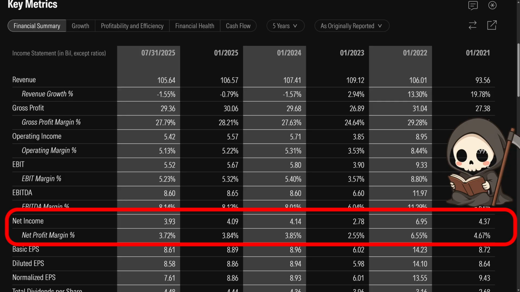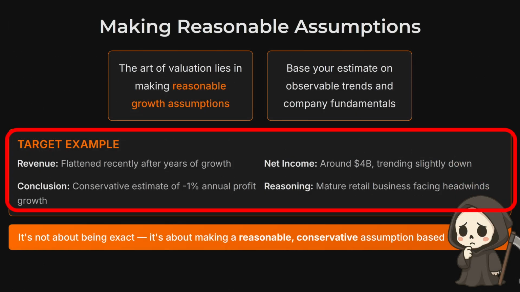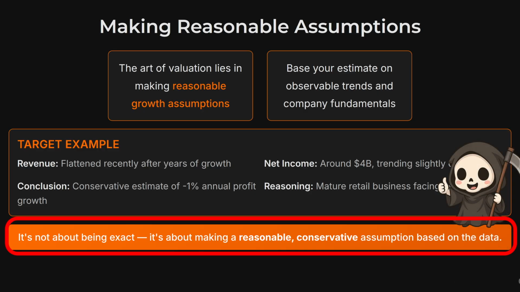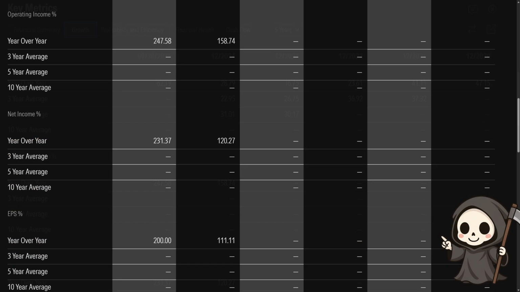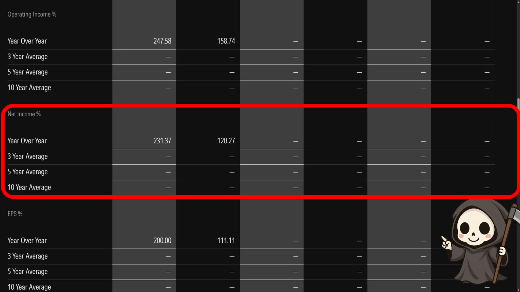The numbers tend to hover around $4 billion, trending down. So a fair guess might be negative 1% annual profit growth going forward. It's not exact, but that's the art of valuation, making a reasonable assumption. You can also find net income growth percentages on the growth tab of this section. That will help you make your assumption.